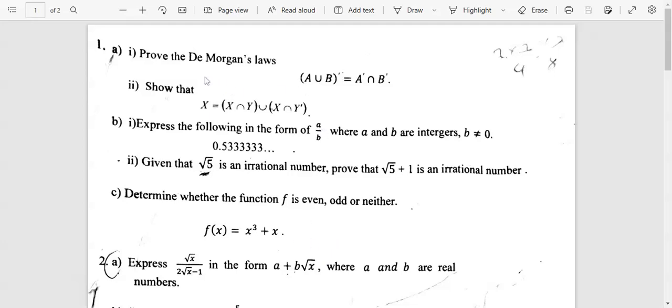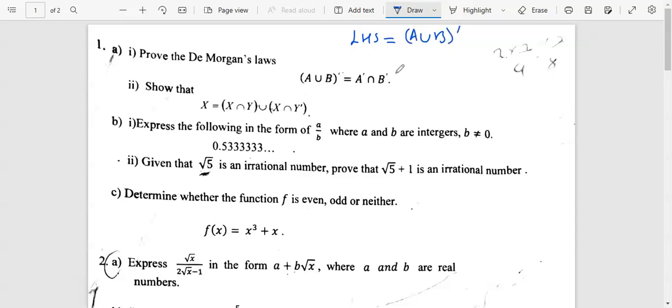All right. So starting with the first one, prove that De Morgan's law (A union B) complement is equal to A complement intersect B complement. Now, first things first, we are going to work with the left hand side. Okay, so on the left hand side, what do we have? We have got (A union B) complement.